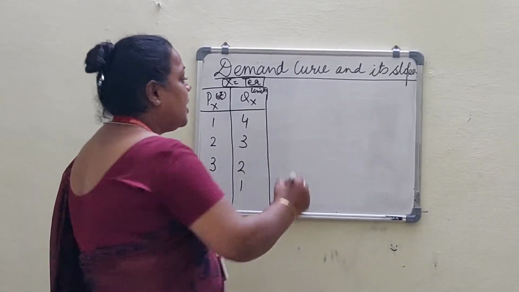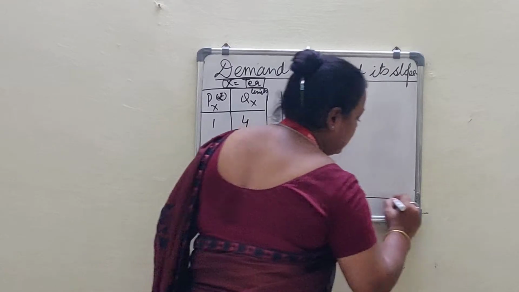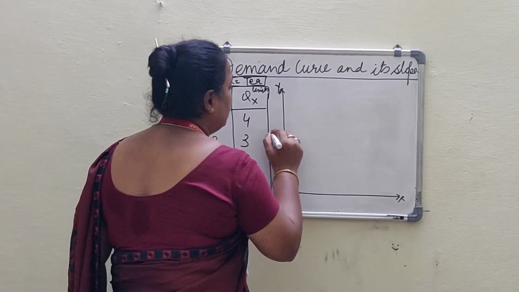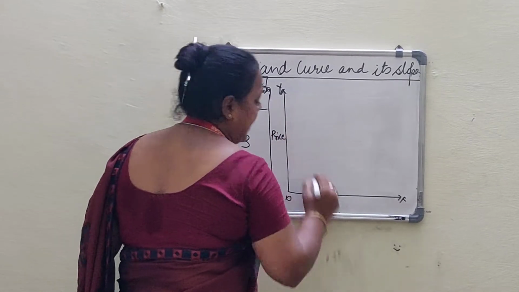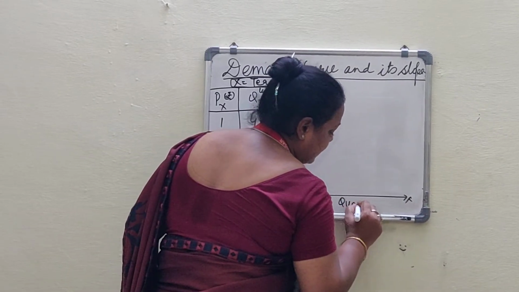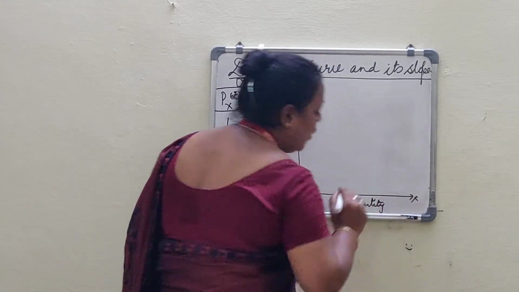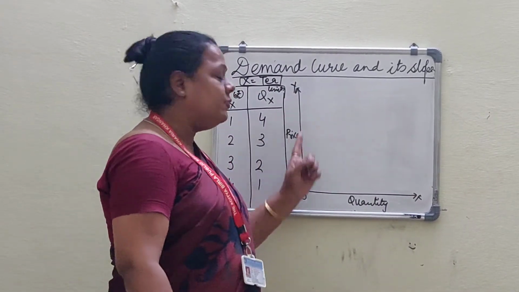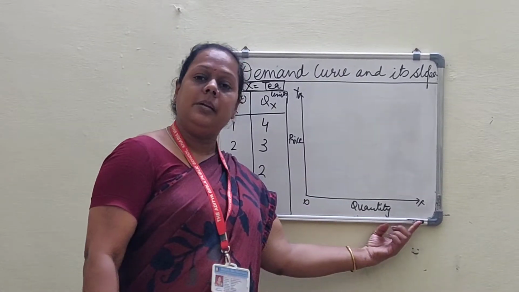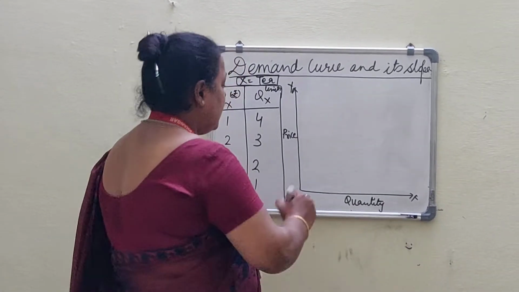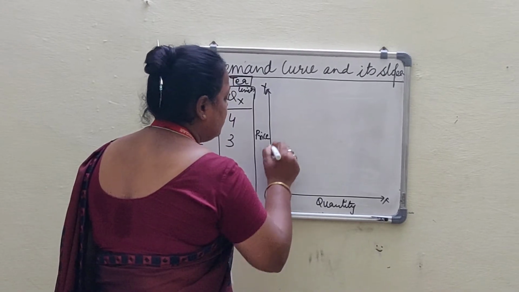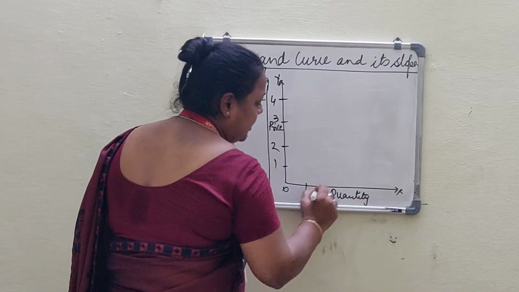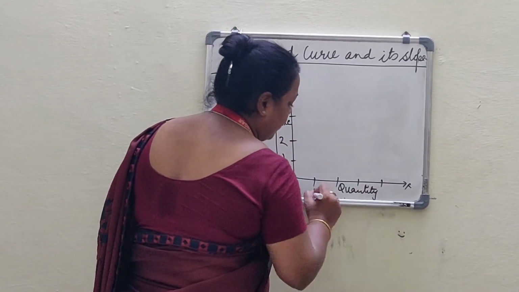Now when we talk about the demand curve, as I have already told you, every time we have to mark the x-axis and y-axis. Always remember, students, we will always take the money or price-related things on the y-axis and the units will be denoted on the x-axis. Now as we know, price is 1, 2, 3, 4 and the quantity is also 1, 2, 3, 4.